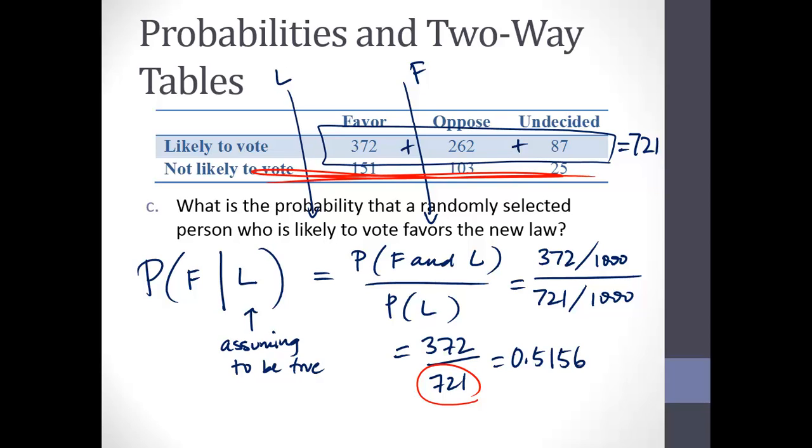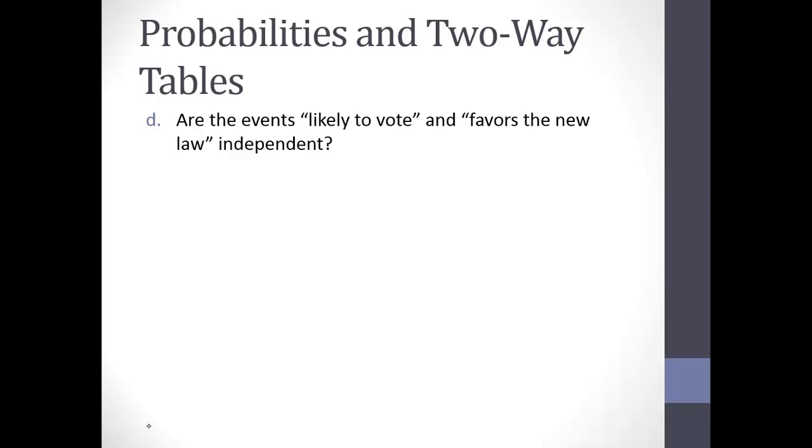Okay. Finally, our last question here, and this goes back to the question that came in just a moment ago. Is there a way to mathematically determine if variables are independent? We want to know if the events likely to vote, so this is L and F, are independent.